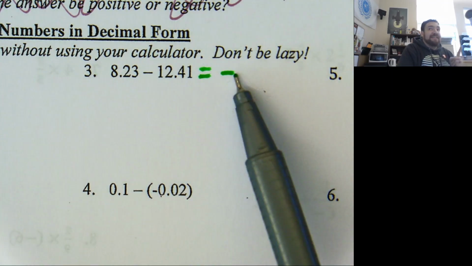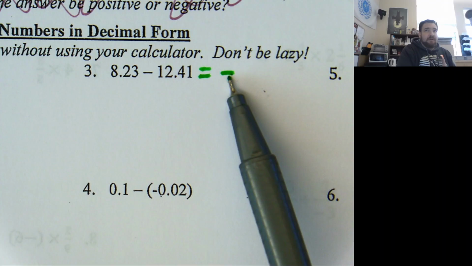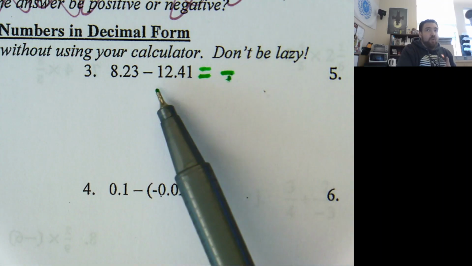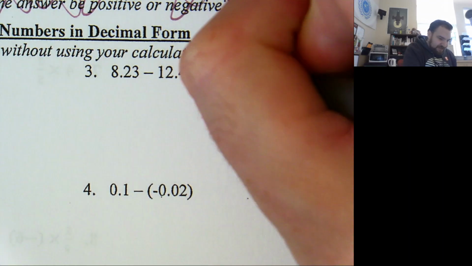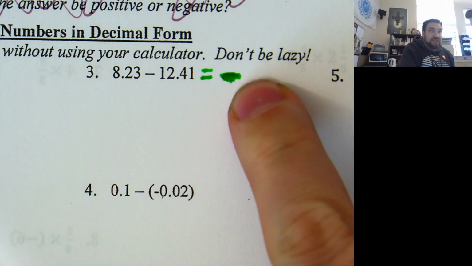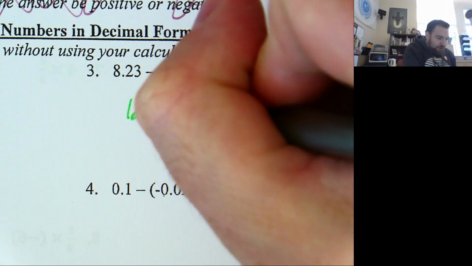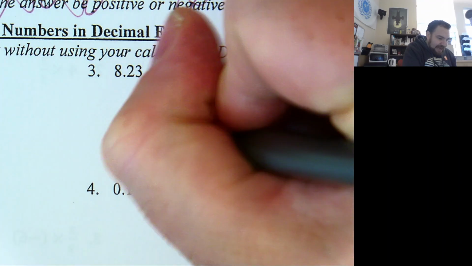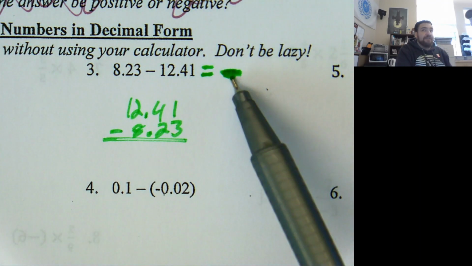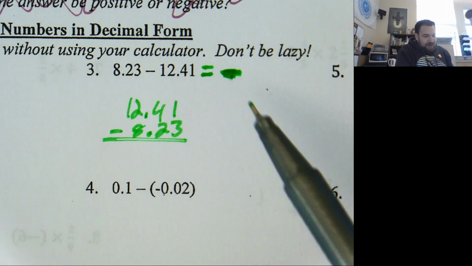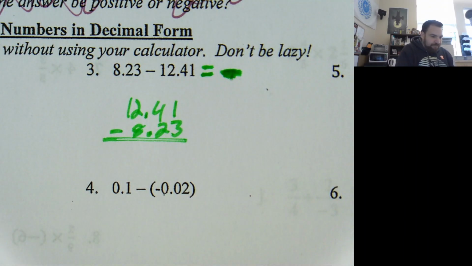Once we've identified that this is in fact negative, we do biggest minus smallest, and then our result we just quote as being negative. So now I'm going to make this 12.41 minus 8.23. I know it's backwards, but we accounted for that by putting this minus sign here already. And now I just subtract the way we subtracted before.